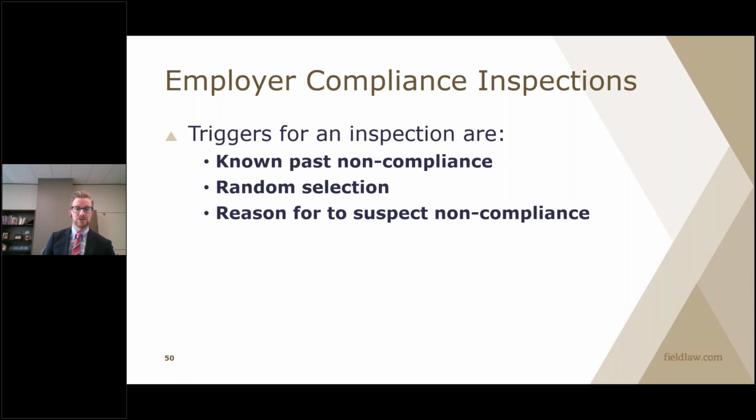Triggers for an inspection are known past non-compliance. You can be randomly selected, and there can also be a reason to suspect non-compliance. Reasons to suspect non-compliance include the receipt of information relating to an employer using the IMP program or the temporary foreign worker program that would give an officer reason to suspect any non-compliance. This information can come from a variety of sources, including an allegation or a complaint, diplomatic channels or parliamentarians, a non-governmental organization, the media, voluntary disclosure, etc.